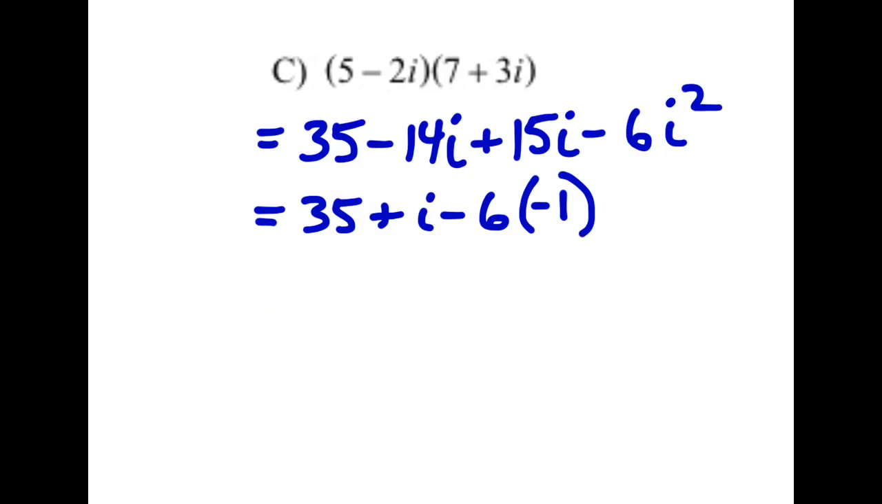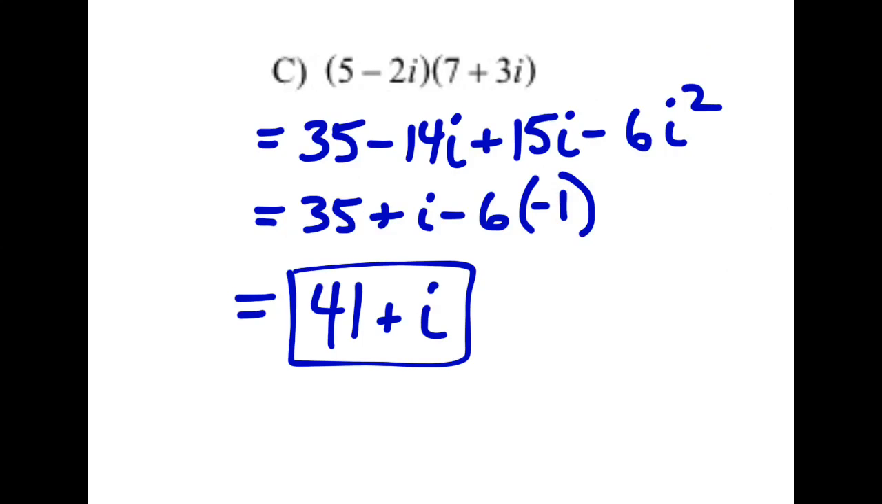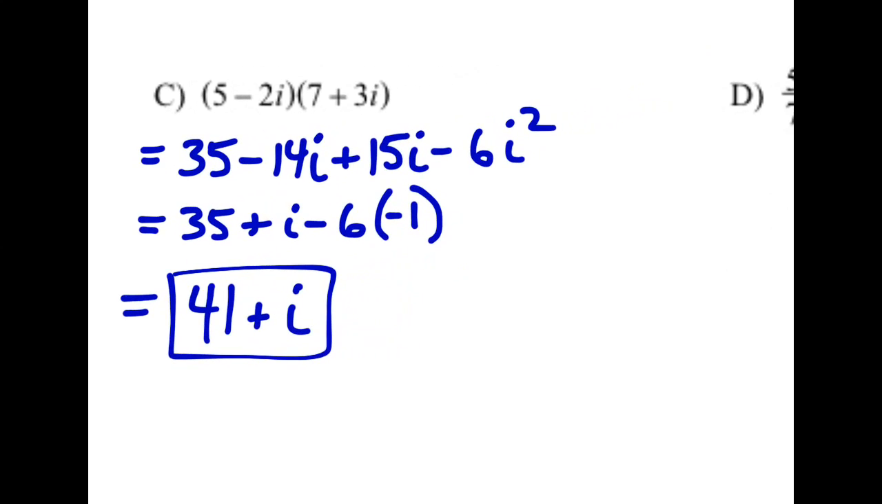6 plus 35, since those are both real numbers, I can combine them. 6 plus 35 is 41, so in the end, I have 41 plus i. And that's written in the proper form, your a plus bi form.